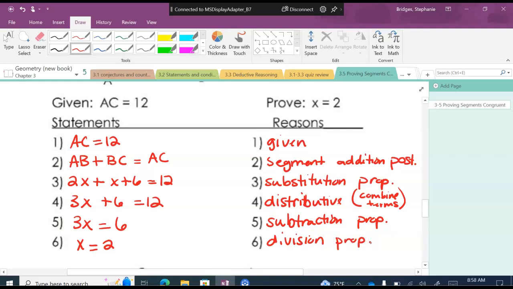Okay, so we were given that the length of segment AC was 12. What you can't assume is that I know that AB plus BC equals AC. That's why we had to make that statement. Remember, I don't know anything about geometry, so you have to show me every step, not missing anything. Then we were able to replace what they're equal to because of substitution, and then we just used all of our other properties because then it turned into an algebraic proof, right?